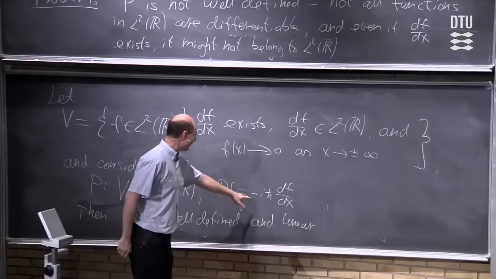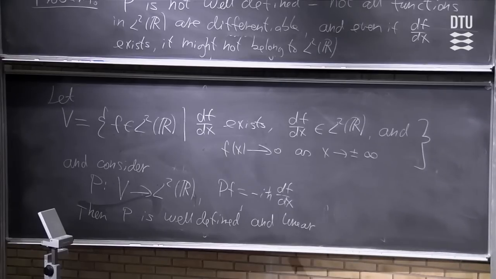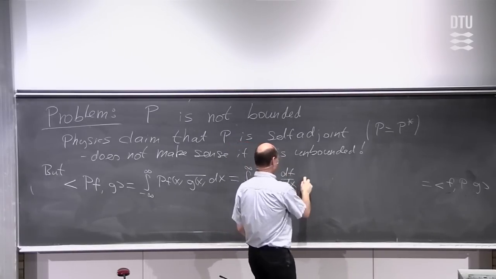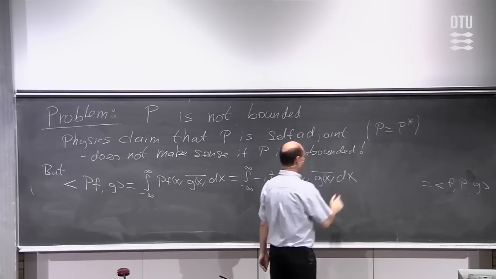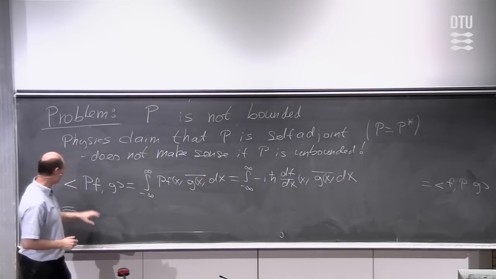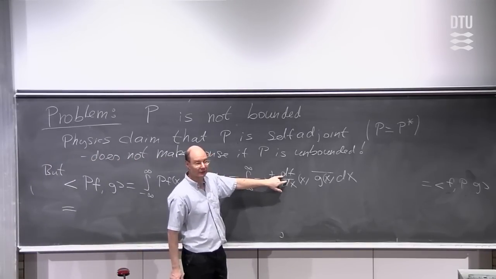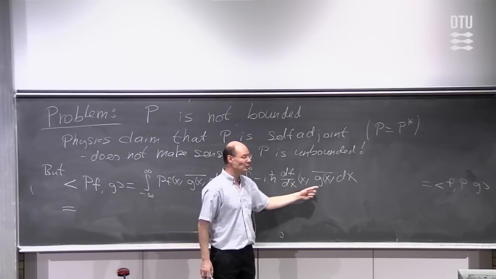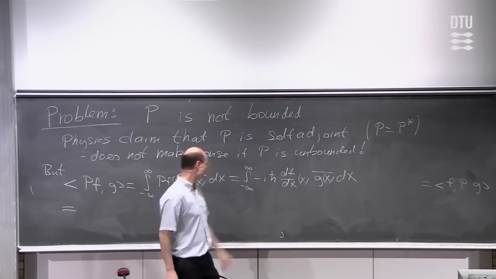So P of f is minus i h bar df dx, calculated against x, g of x complex conjugated, dx. Now again, if we want to get rid of this p, this means we need to get rid of the derivative on the function f. The only way you can do that is to say, here you have a product of two functions. You can do partial integration on this.